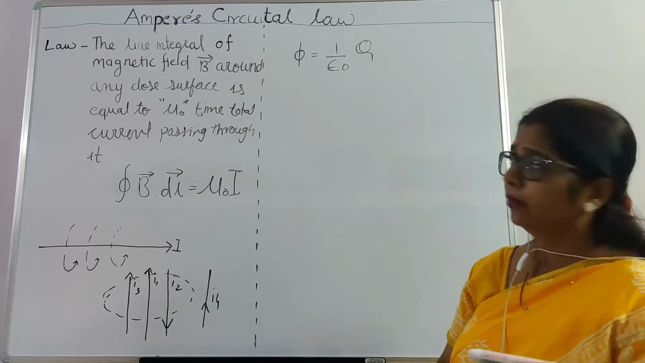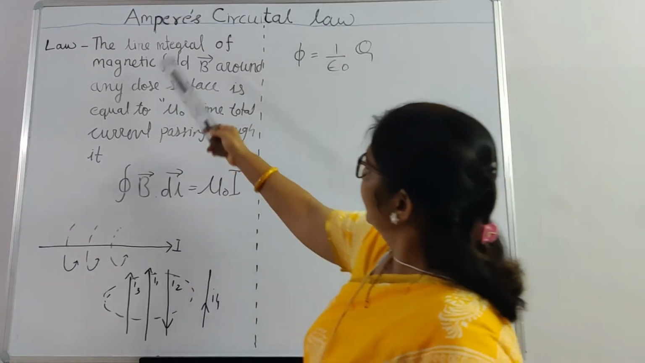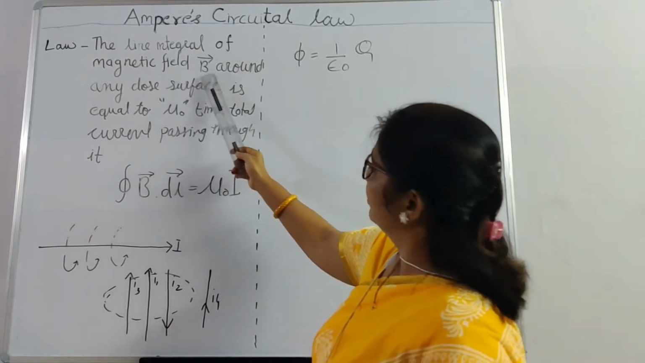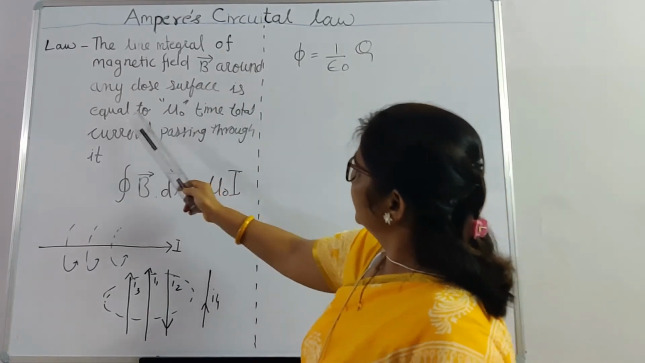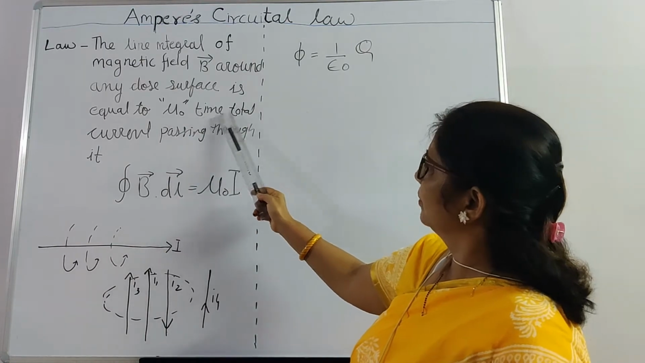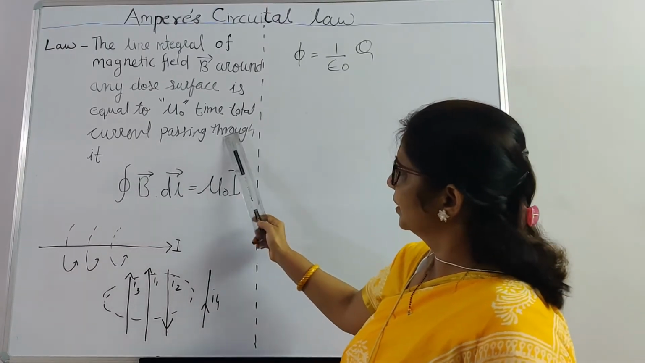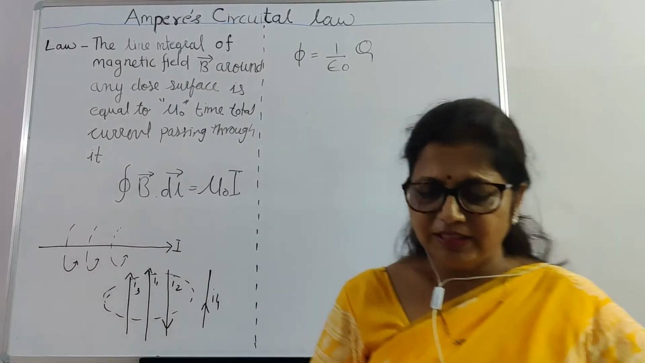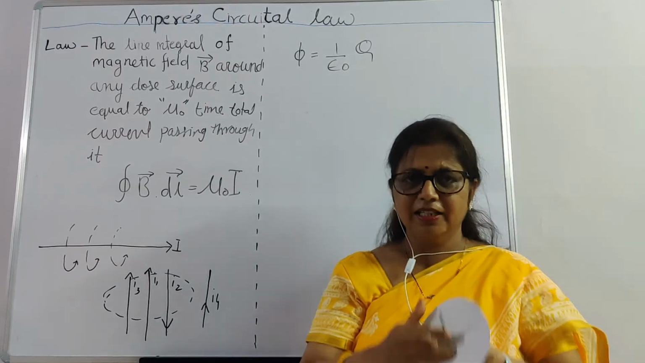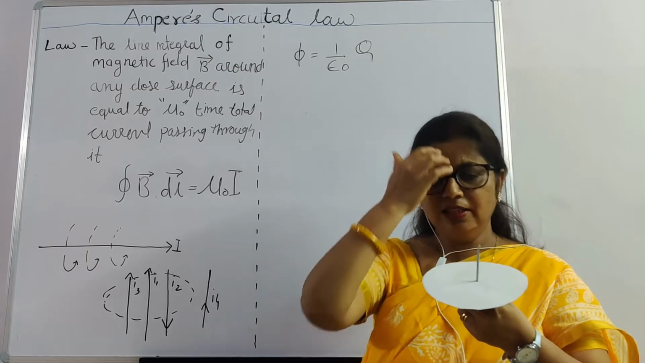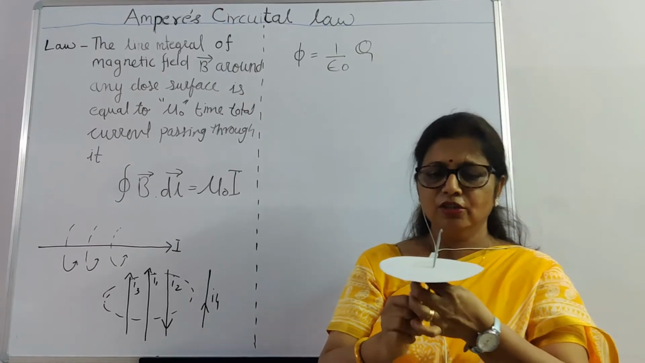According to this law, the line integral of magnetic field B around any closed loop is equal to mu naught times the total current passing through it. That means, suppose I have one prop for you. Suppose we are taking this. Okay, see, this is the direction of current.